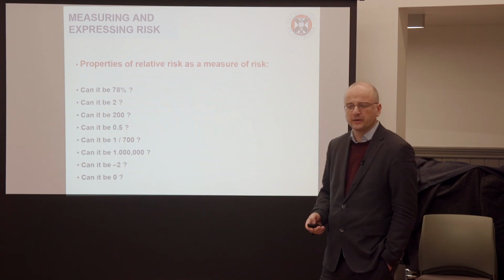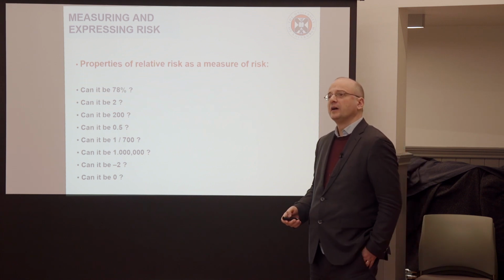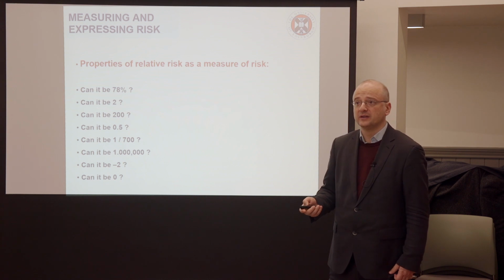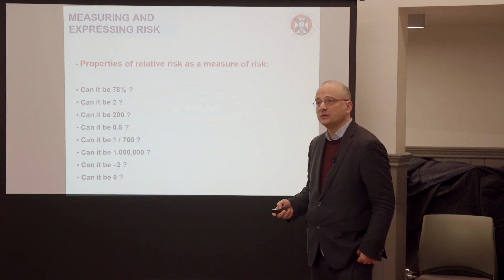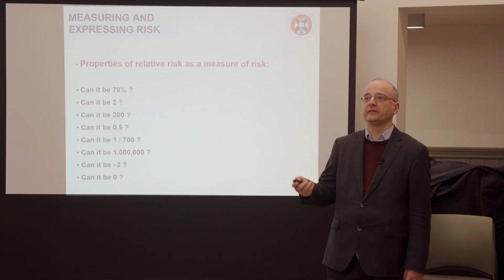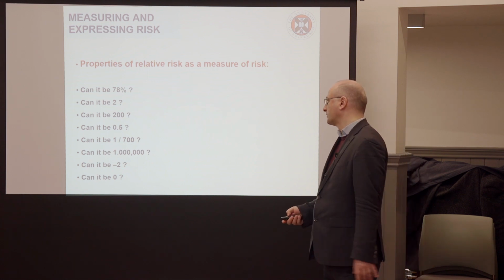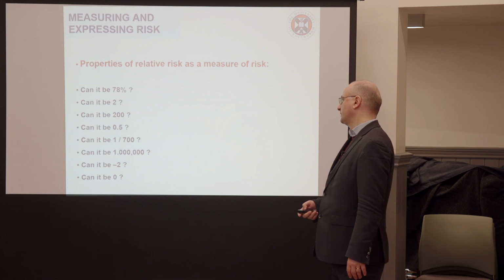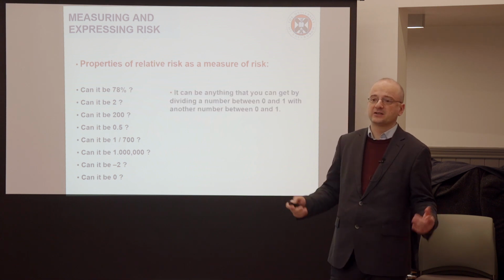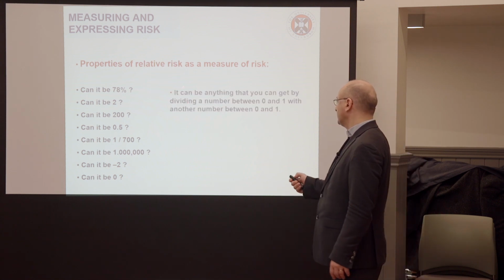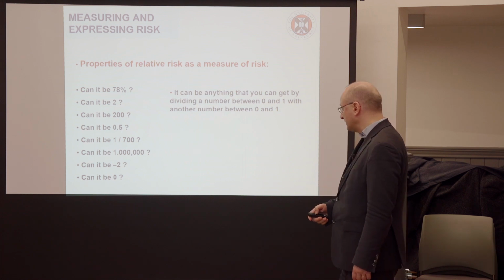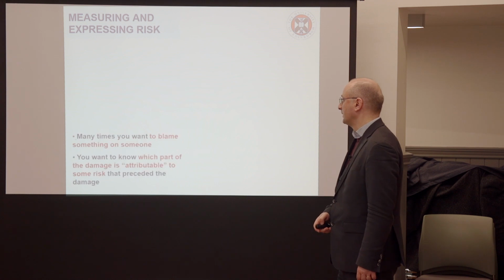Can it be 0? Can a relative risk be 0? Obviously, the numerator would need to be 0, and the absolute risk would need to be 0. So I guess it could be 0. The relative risk could be 0 if the absolute risk of those exposed to the risk is 0, which is again a very strange case, but theoretically possible. So it can be anything that you can get by dividing a number between 0 and 1 by another number between 0 and 1.